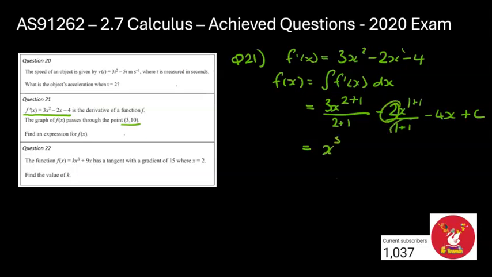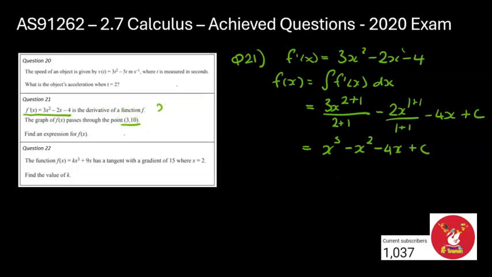The next part, I've got 2 divided by 2, and the power is going to be squared, so we're going to have minus x squared. And then we've got minus 4x, and then we've got plus c. So this is when I'm now going to use the information (3, 10).